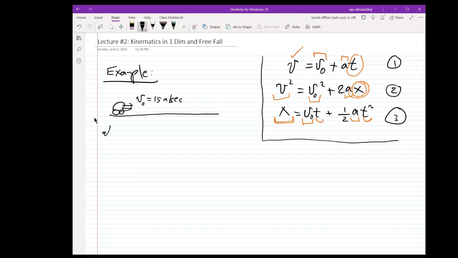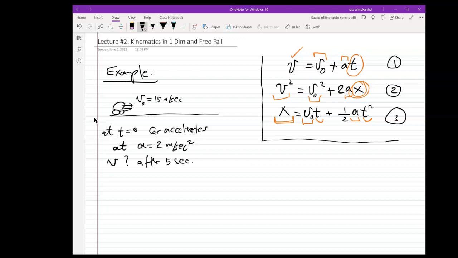Now at t equals 0, I'm reading the problem here from the notes. At t equals 0, the car begins to accelerate, okay? So the car accelerates at the rate of a equals 2 meters per second squared. Okay, this is the rate of acceleration in order to pass a truck. Now he's asking what is the velocity of the car after 5 seconds?